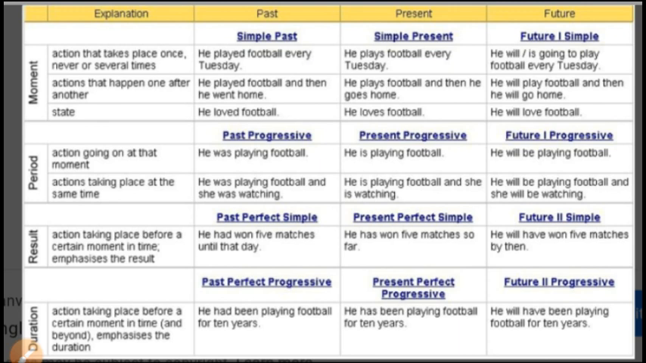Let's study the explanation or the uses of these tense forms. See, simple tense forms made with simple past, simple present or simple future, they tell us about some moment, like action that takes place once, never or several times. Example, he played football every Tuesday, or he plays football every Tuesday. He will or is going to play football every Tuesday.